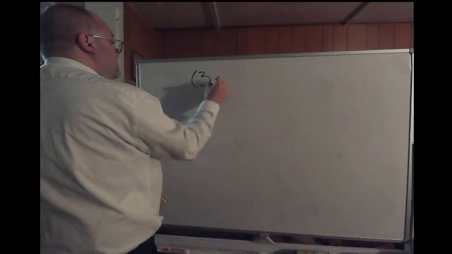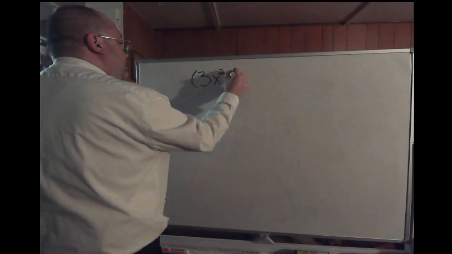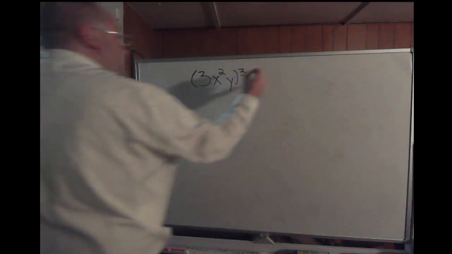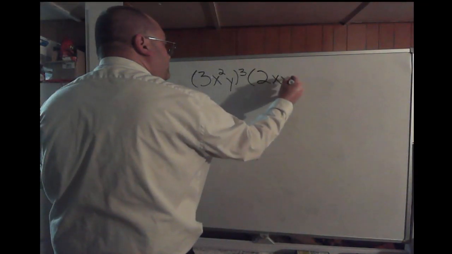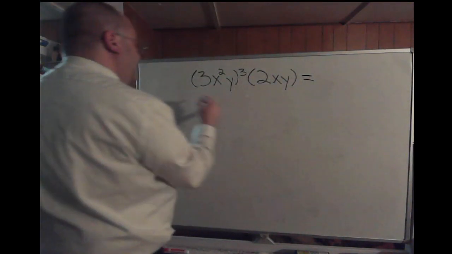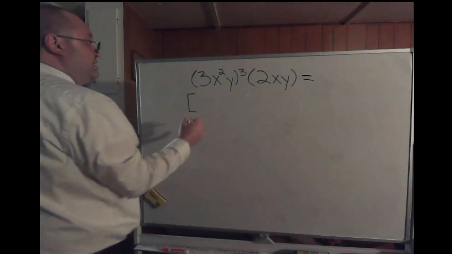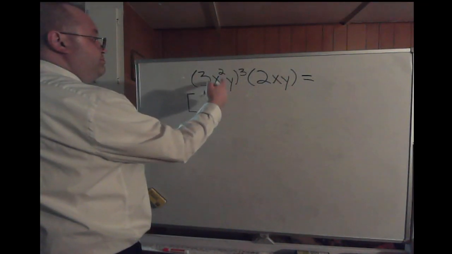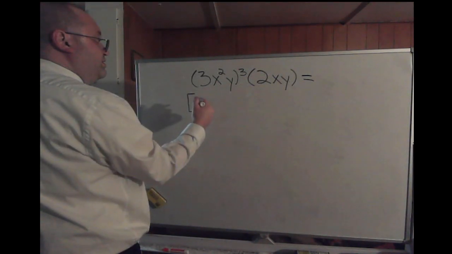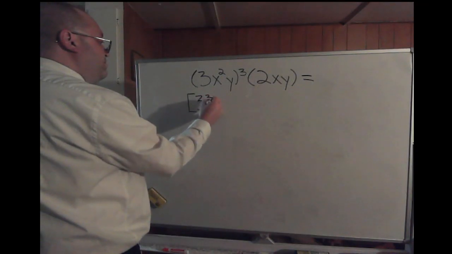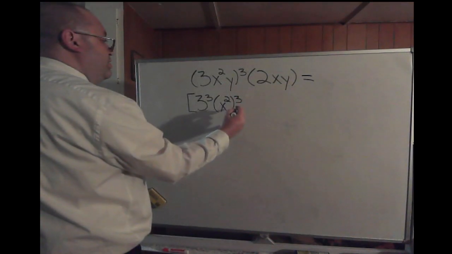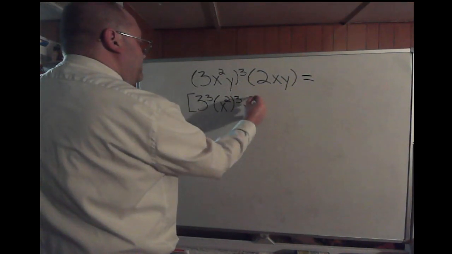Alright, 3x squared y, that quantity to the third power, times 2xy. Okay, so again, what I would do first, create a set of brackets and start with your first term of the multiplication problem, the 3x squared y, that quantity to the third. You'll take your 3, raise that to the third power. You'll take your x squared, raise that to the third power. Then you'll take your y, raise that to the third power.